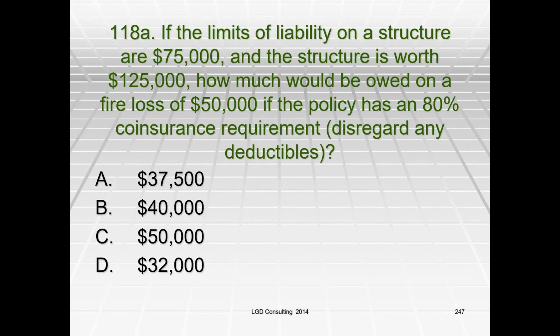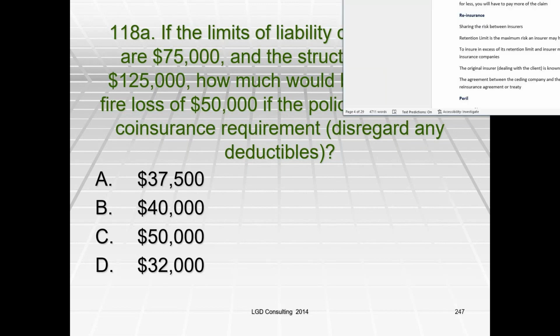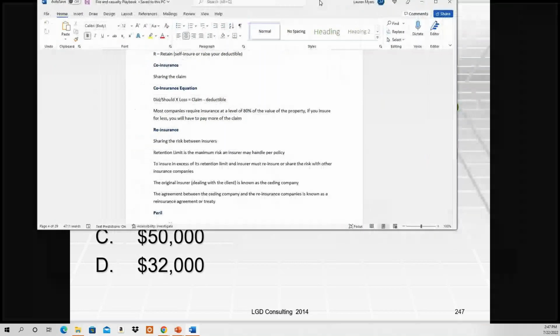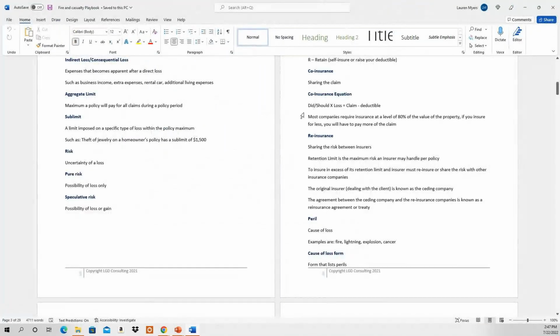All right. So I'm pulling up one more thing here. Let me slide this over here. Okay. So coinsurance equation over here, right? So amount of insurance you did carry, which is how much insurance you bought, divided by how much insurance the insurance company says you should have had. So did divided by should times whatever the loss is. That's how much your company will pay on your claim minus any possible deductibles.